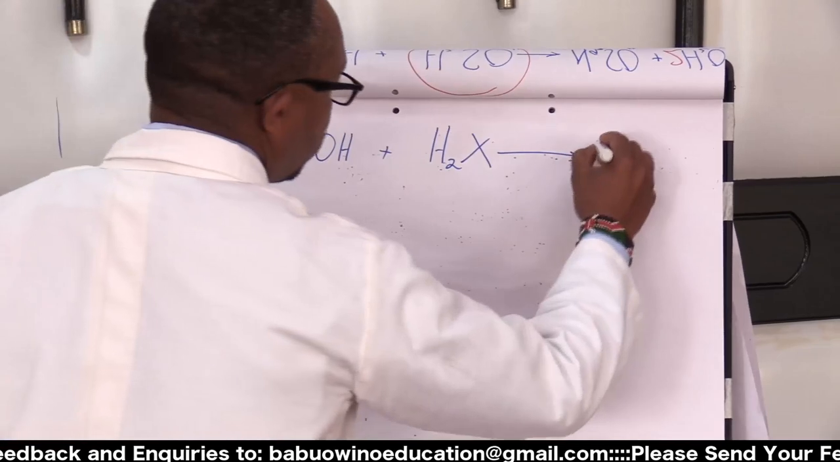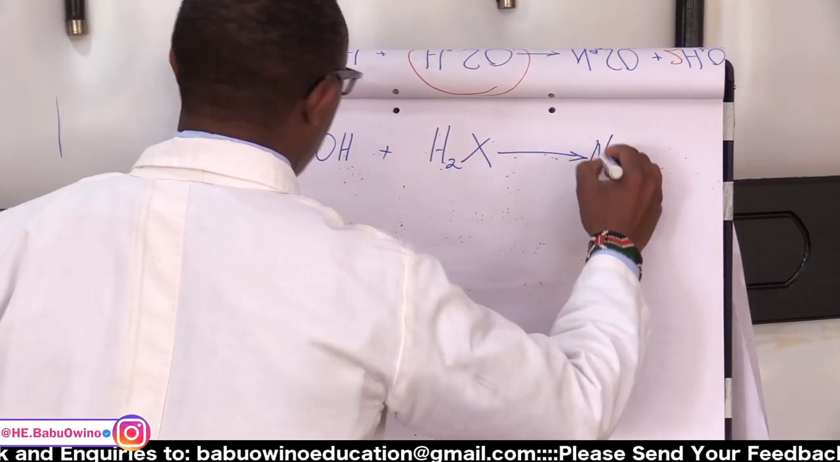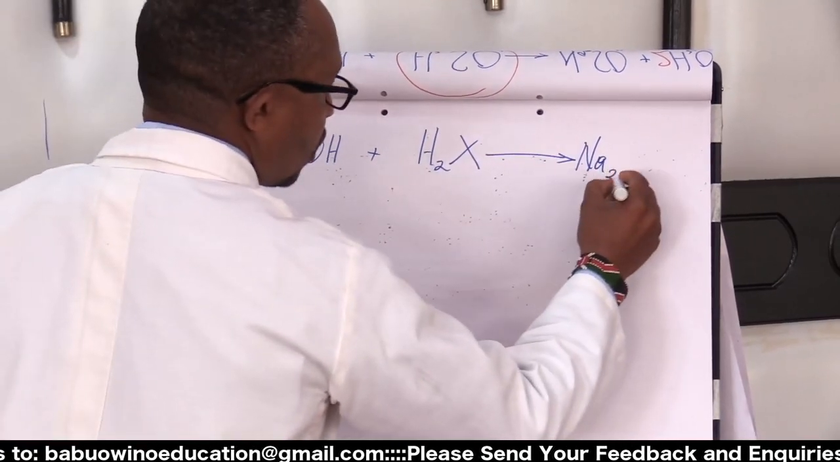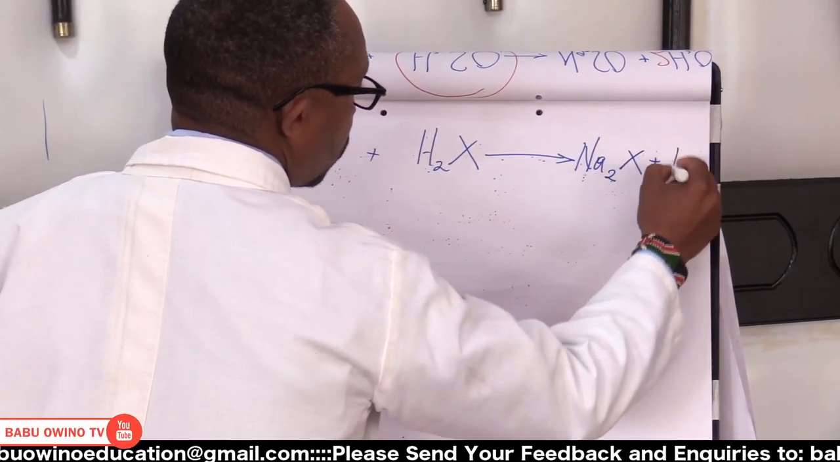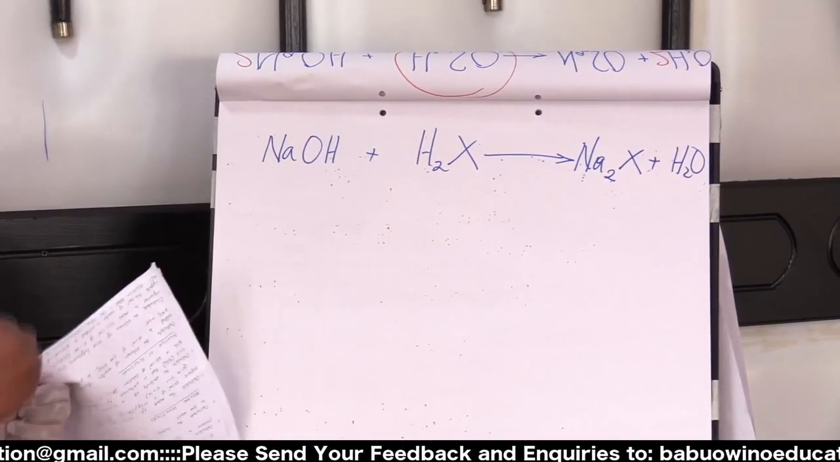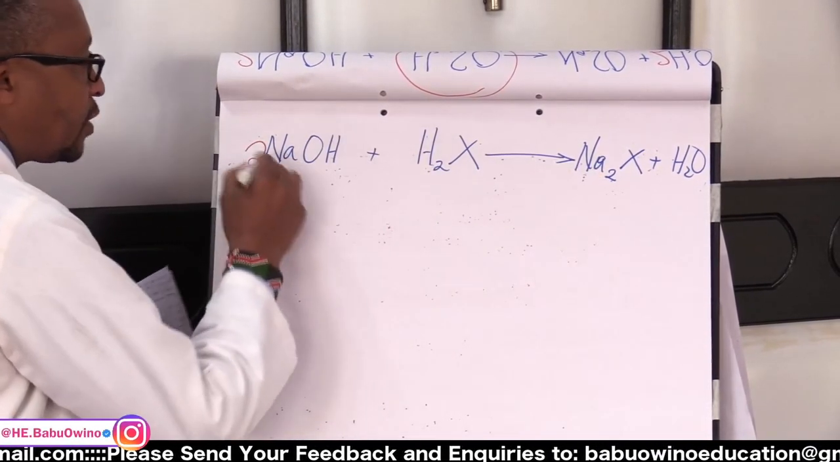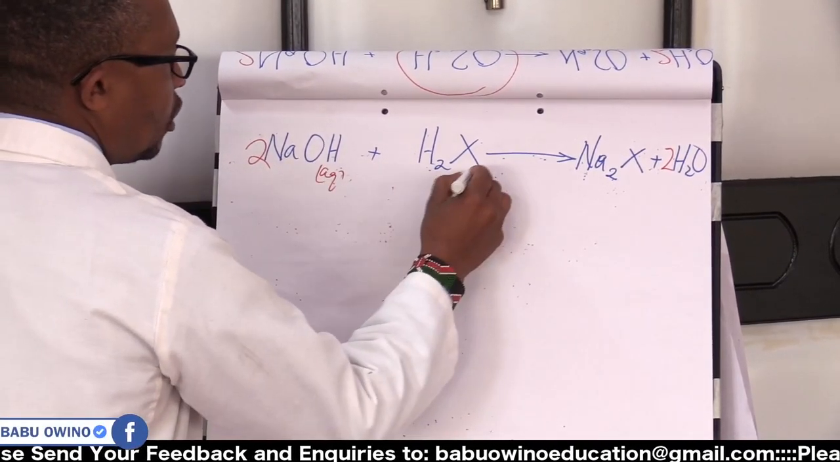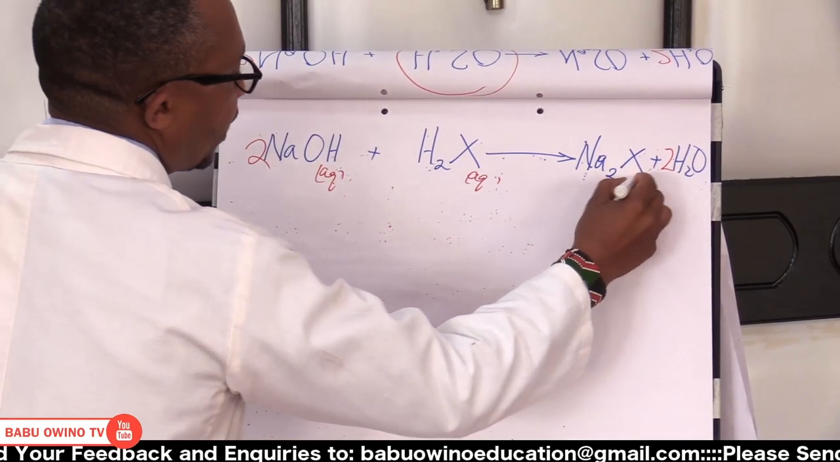And the result should be sodium X. This tells you the charge of X, which is 2, plus water. Then you balance it up. How do you balance that? 2 here as the subscript, and that. It's balanced. The equation is like that.